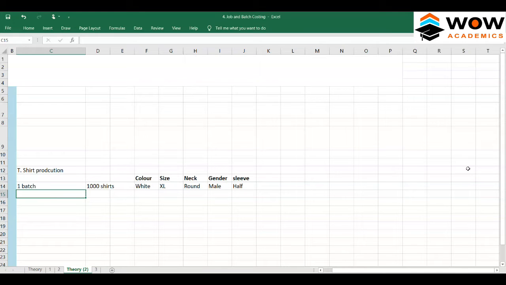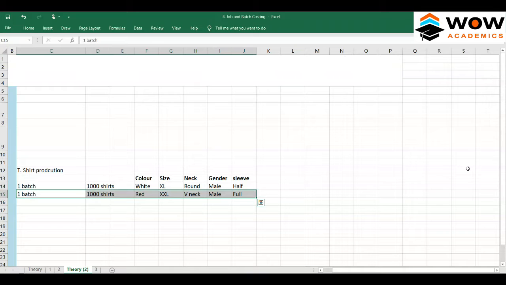There's going to be another batch. They are going to produce another batch where it's again going to be the same 1,000 t-shirts, but this time it's going to be red in color, and it's going to be XXL. Okay, and it's going to be a V-neck, for male, and it's going to be a full sleeve. Now, are both these products the same? Both are produced in the same company, but are both these products the same? The answer is no.